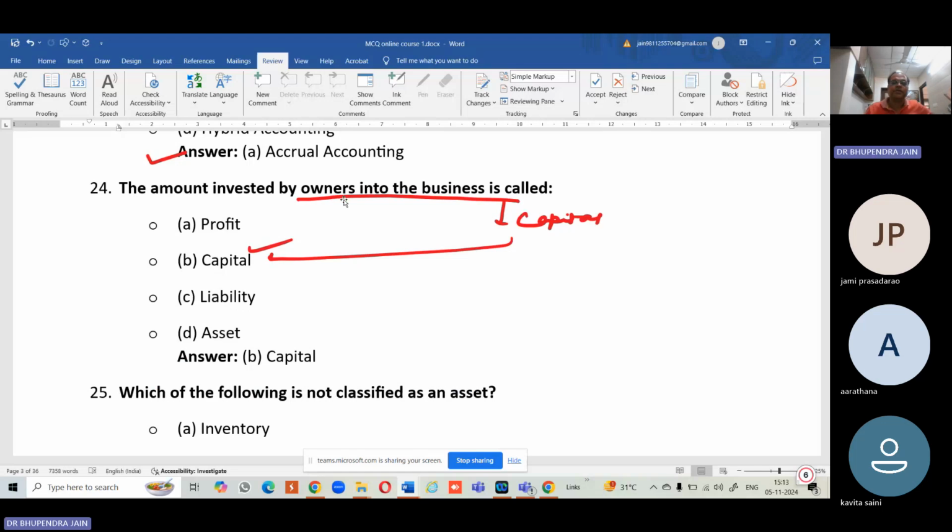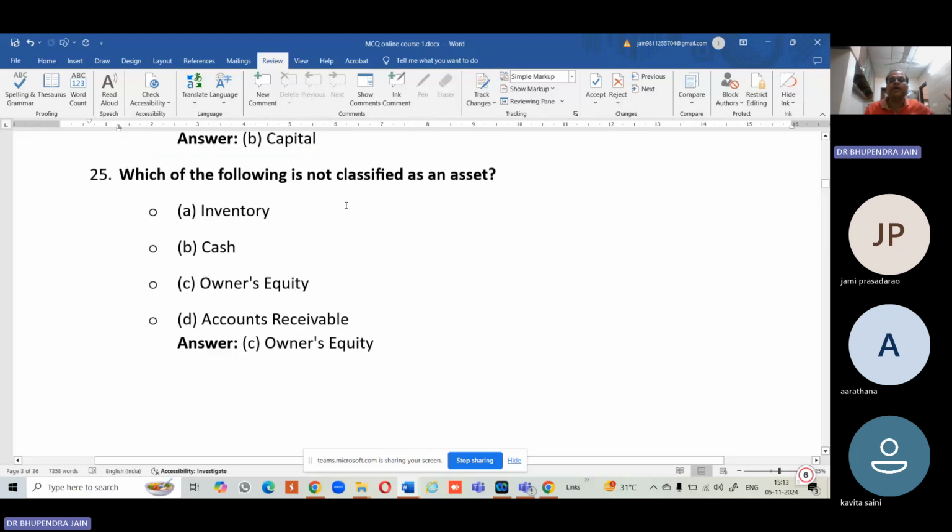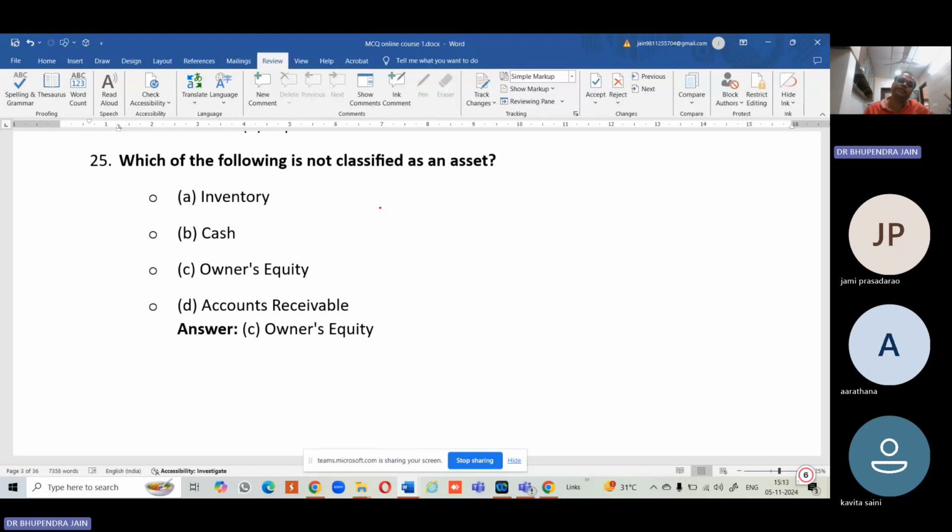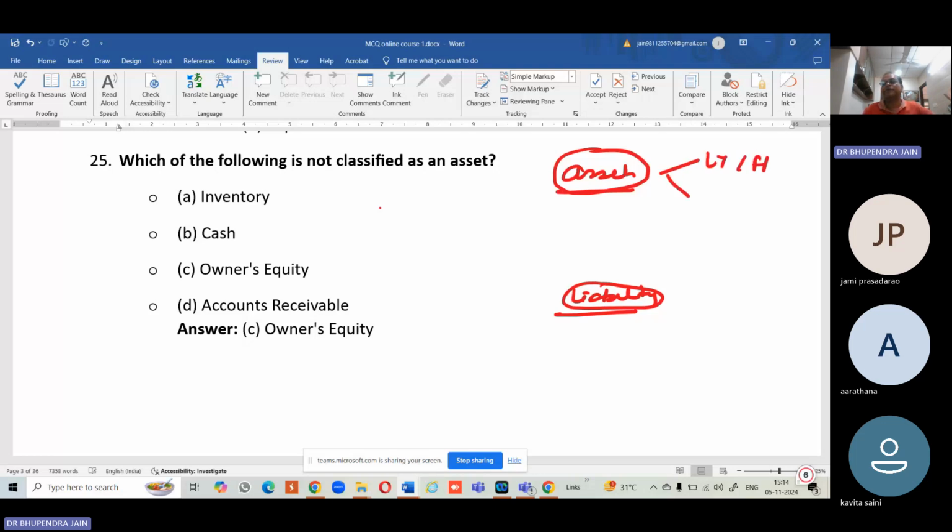Next. Which of the following is not classified as an asset? So two things. Number first, assets, or number second is liability. If anything you have, this is the asset, or if you are liable to pay to the other, this is called the liability. And two types of assets. Number first is the long term, long term means fixed assets, or number second is short term, and short term means current assets. And two types of liability. Number first, long term liability or current liability, and current liability means short term liability.